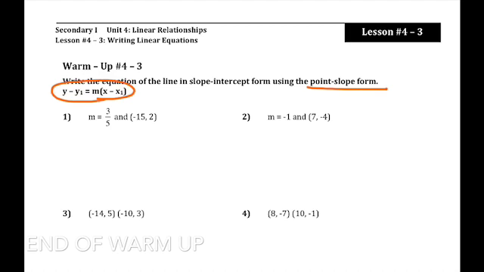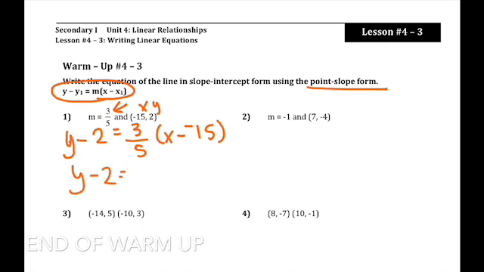So in number 1, we're given the slope, which is 3/5, and so that's my m, and then I'm given an ordered pair that the line has to go through, and that's my x and my y. So I'm going to take my point-slope form, and I'm going to write y minus y sub 1, which is going to be the 2, equals the slope times x minus x sub 1, which is going to be the -15. I'm going to simplify that equation.